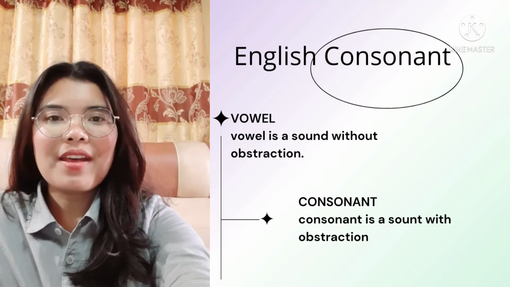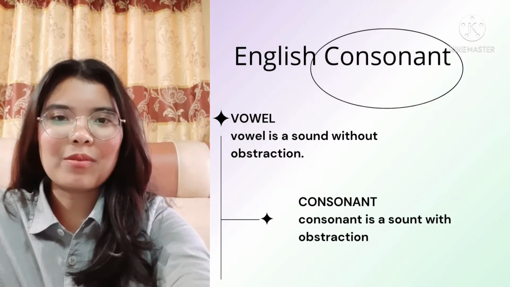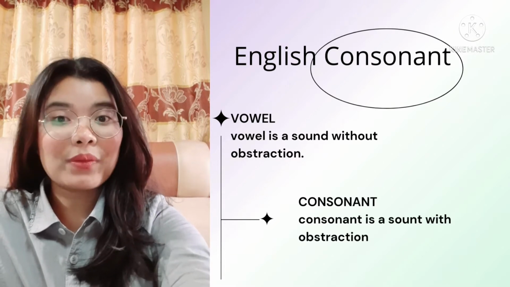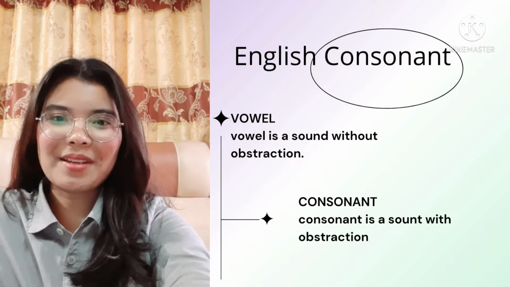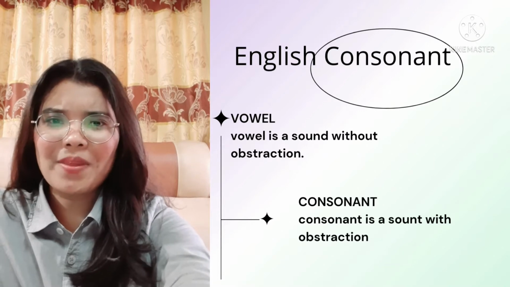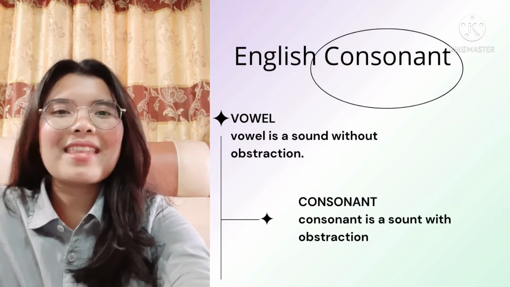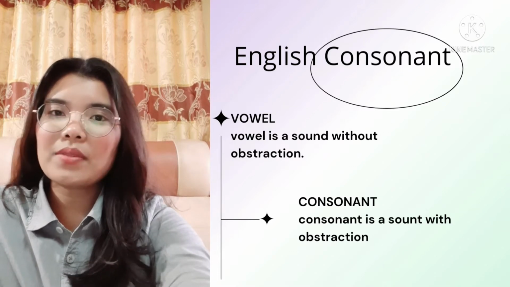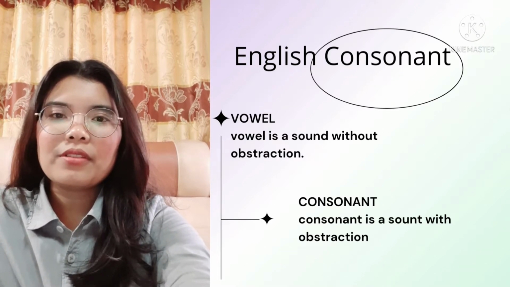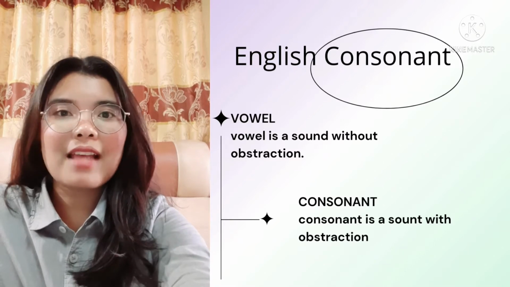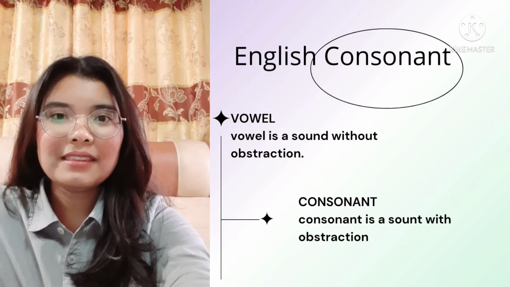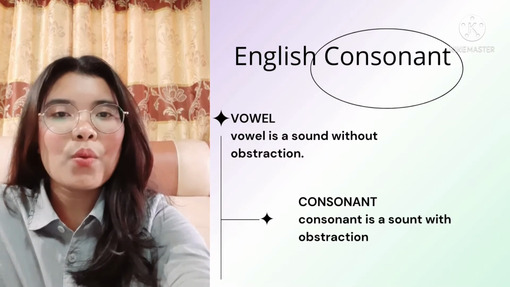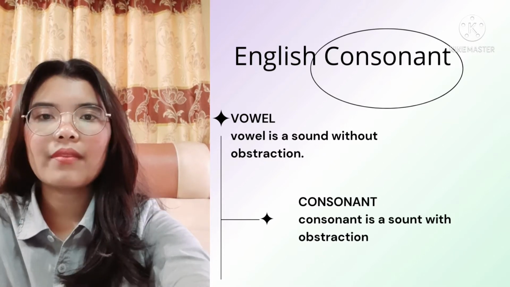Actually, in English, there are two types of sound. Number one is vowel, and number two is consonant. So what is the difference between them? The main thing that differentiates the vowel and the consonant is obstruction, which consonant is a sound with obstruction and vowel is a sound without obstruction.